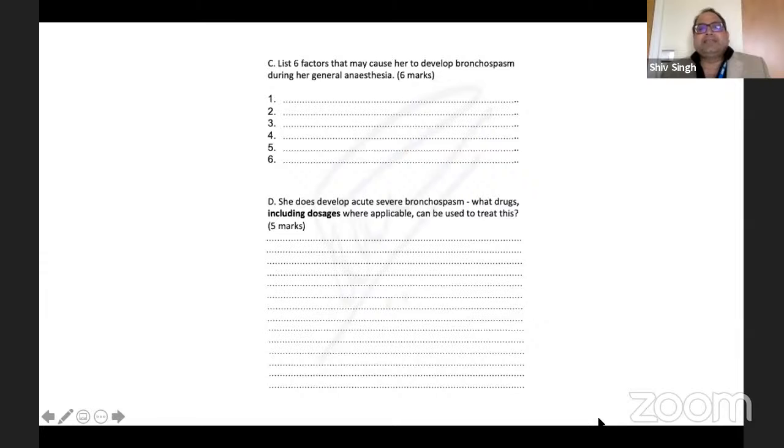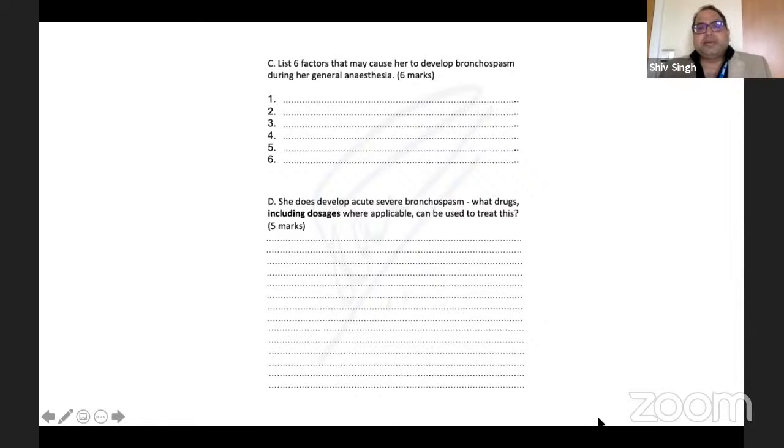Then the next part is list 6 factors that may cause her to develop bronchospasm during general anesthesia. You have to list those 6 things, and they should somehow match the list which the examiners have been given. And then the last one is 5 marks. It says she does develop acute severe bronchospasm. What drugs, including dosage? It specifically says dosage, so it's not just mentioning the drugs. You have to mention the dosage as well, where applicable, and can be used to treat this.